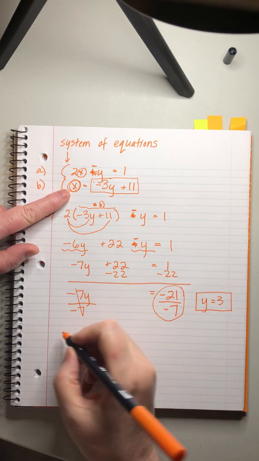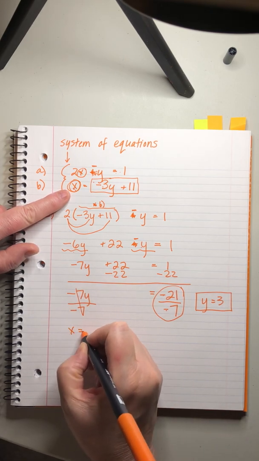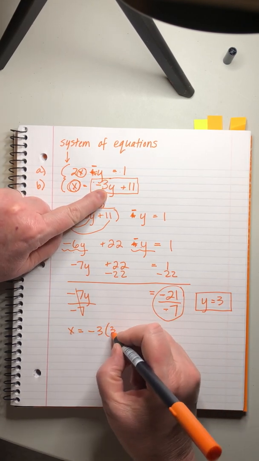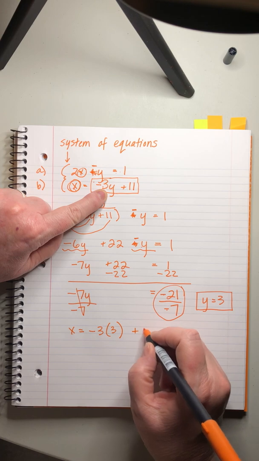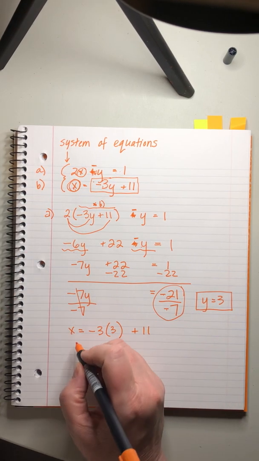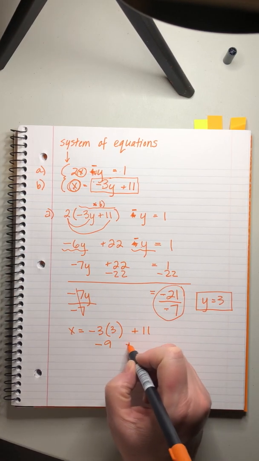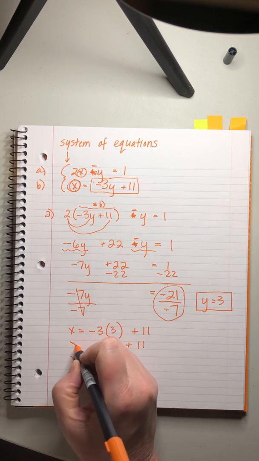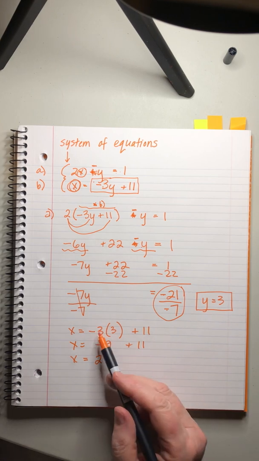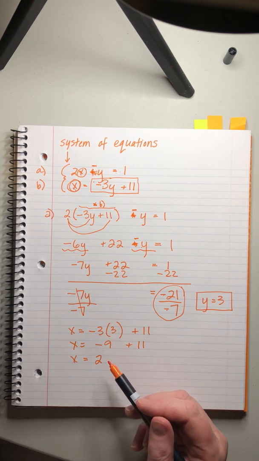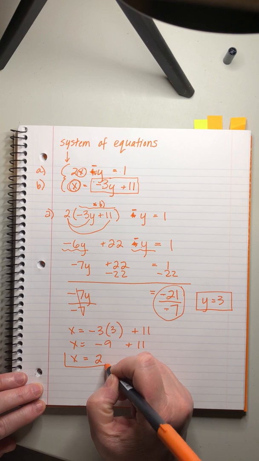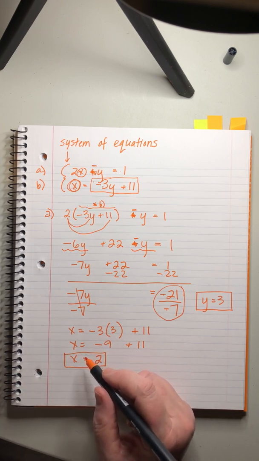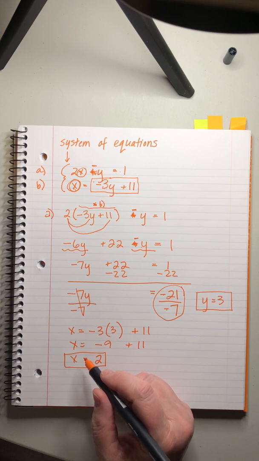So I'm going to take x equals minus 3 times y, except I know that y is 3, so I'm going to put the 3 in there, plus 11. Do the algebra on this. This becomes minus 9 plus 11, and x equals 2. I'll just write that in so it's clear. Make sense? I just multiplied. So our final answer is that x equals 2 and y equals 3.